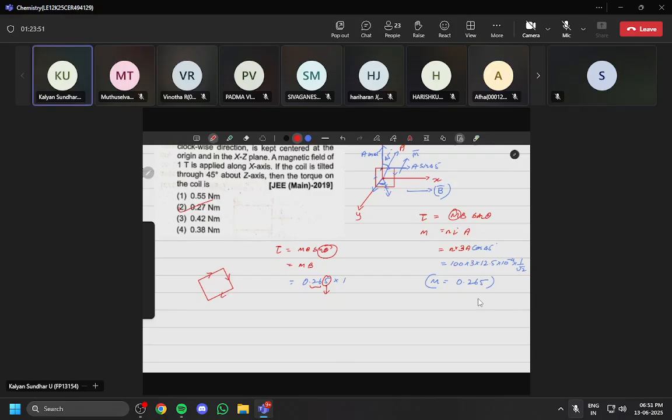So if it's in this clockwise direction, your M vector will be inward. M உள்ளதா இருக்கும். A vector also will be in the inward direction. Right? Take the aerial vector along the direction of your M vector. That's it.